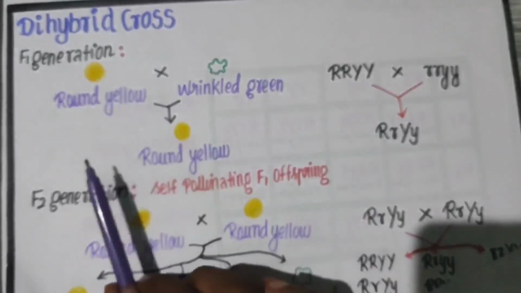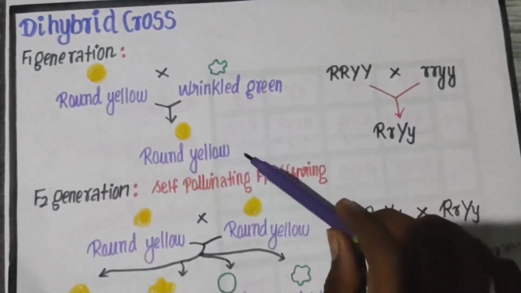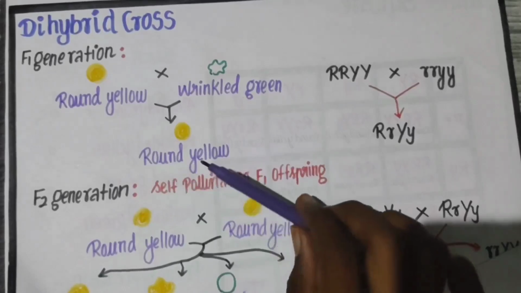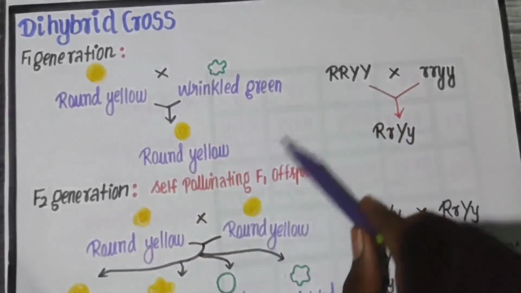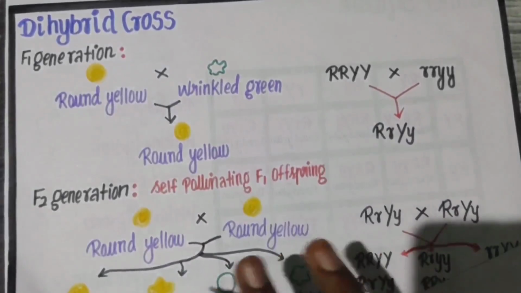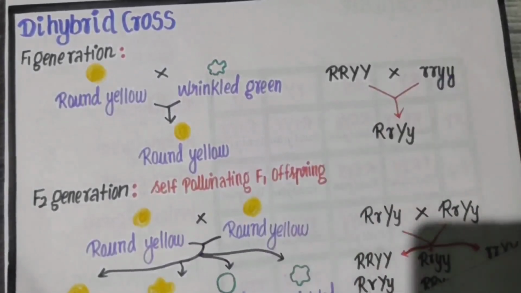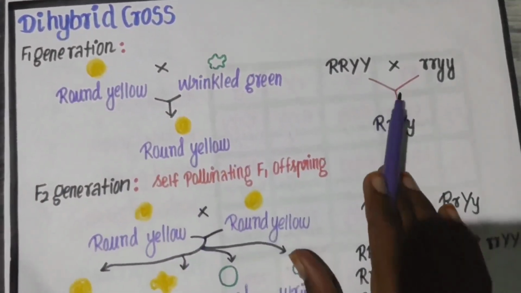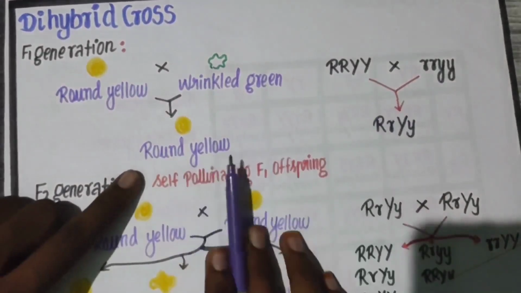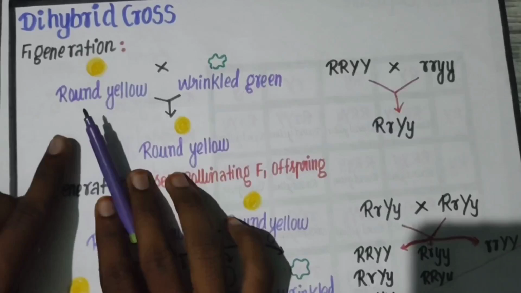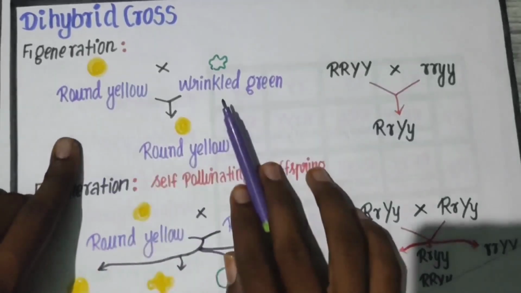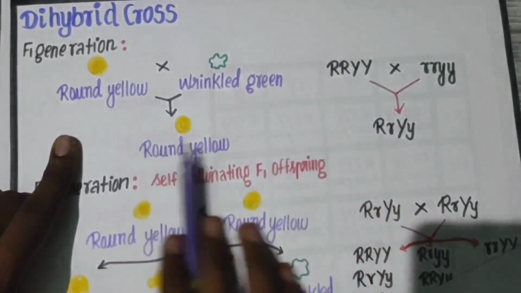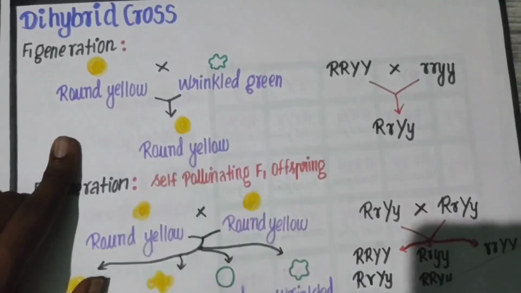In F1 generation, all the offspring are found to be what? Round yellow. You'll understand why this is round yellow. Now I am just giving a quick recap of just the phenotype, the external appearance. Now I will be explaining the genotype, why you are getting all the plants to be round yellow. So if you get this kind of result, what does this indicate? Round shape is dominant over wrinkled shape, and yellow color is dominant over green color. So this is the important result which you are going to conclude here.